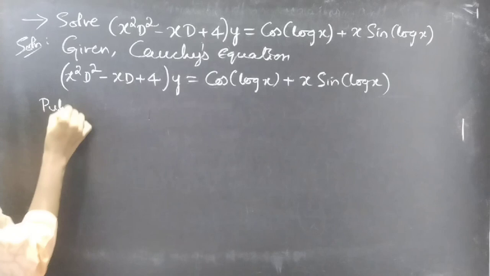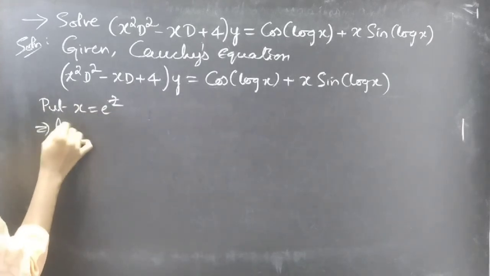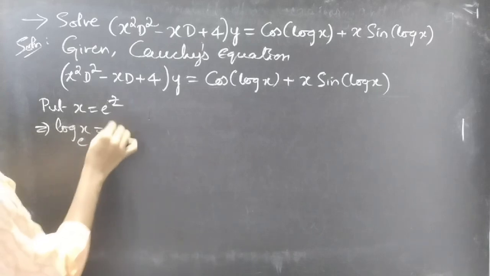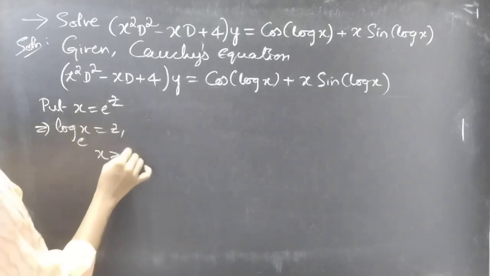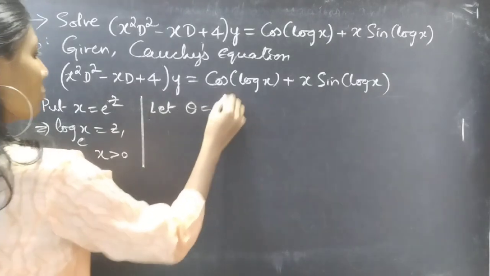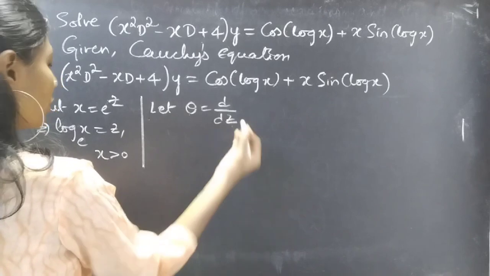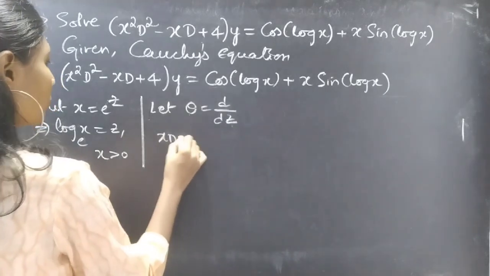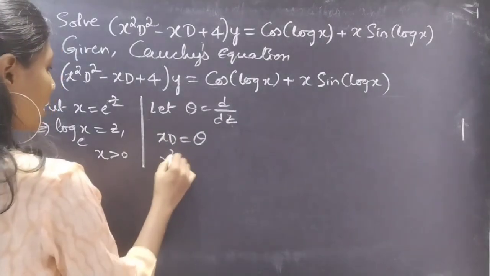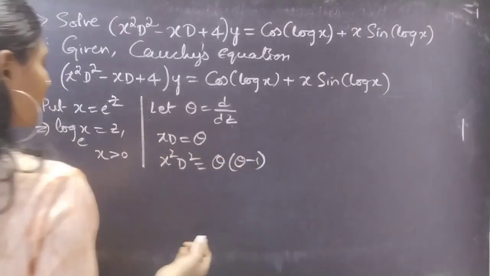Put x equals e^z, then log x to the base e equals z for x greater than 0. Let θ equal d/dz. Here θ is a differential operator with independent variable z. Then xD is θ, and x²D² is θ(θ − 1).